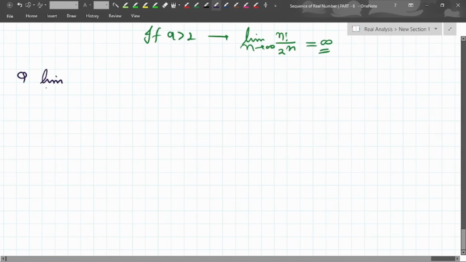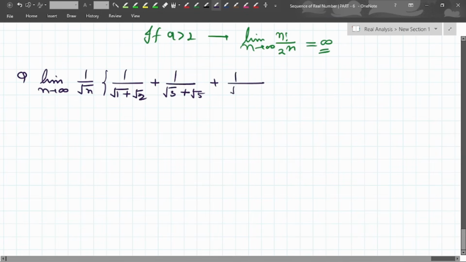So if you really find out the value of limit n tends to infinity of 1 upon root n like this, say 1 over root of 1 plus root of 2, then root of 3 plus root of 5, 1 over root of 3, 5 and root of 7, up to 1 upon root of 2n minus 1 plus root of 2n plus 1. If you have any such limit, I will tell you the two tricks.